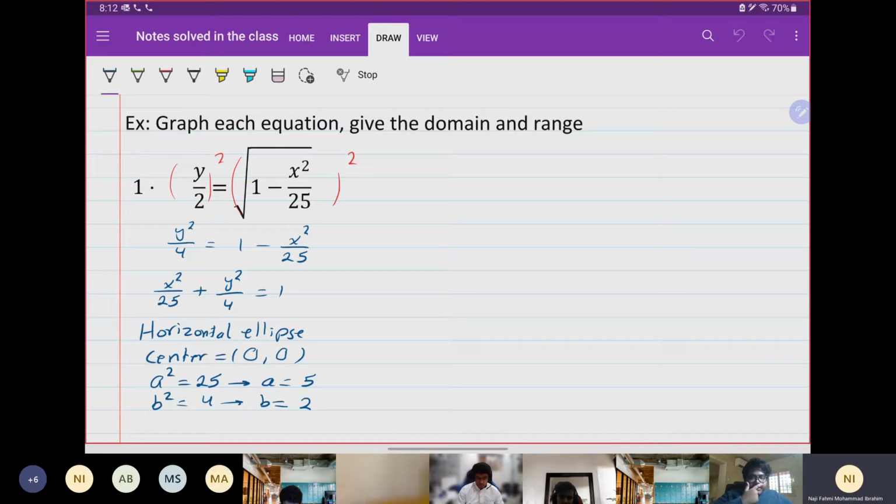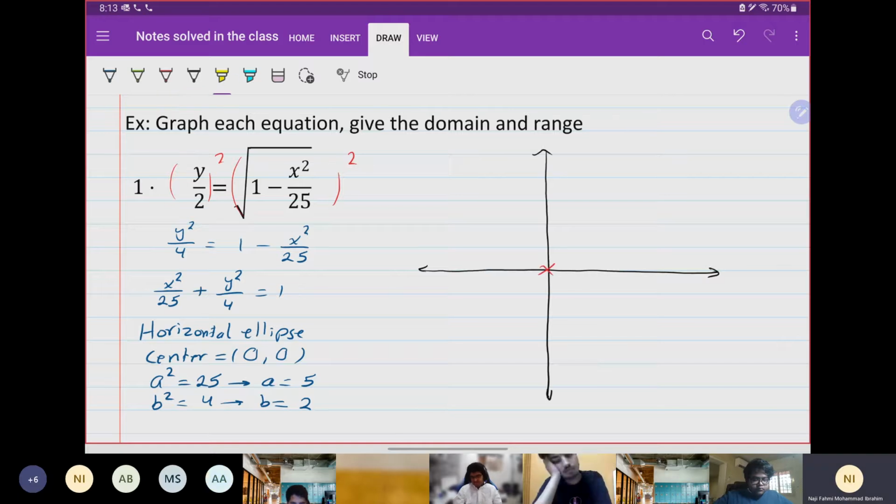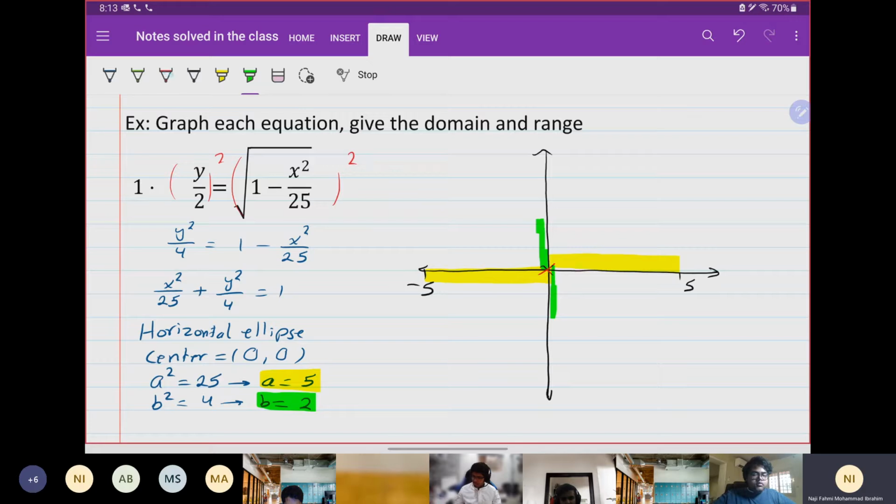So graphing this one, I think we took it earlier. This is horizontal. So I'll start my graph from where? From the center, 0, 0. The value of A is 5. If you remember, we said A and C are both horizontal. So I will move with A 5 units to the right, 5 units to the left. So I will reach -5 on the left, 5 on the right. The value of B is 2, so I move 2 units up and 2 units down. This will give me the endpoints of the minor axis.